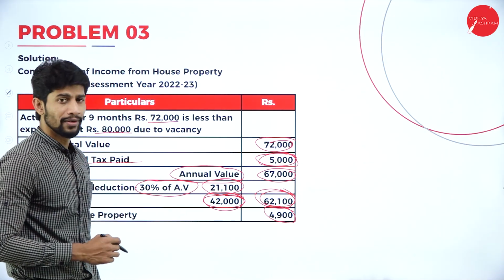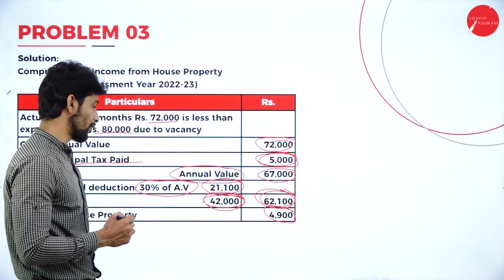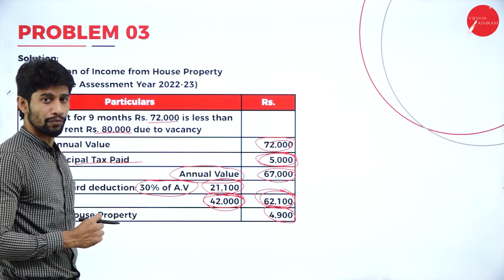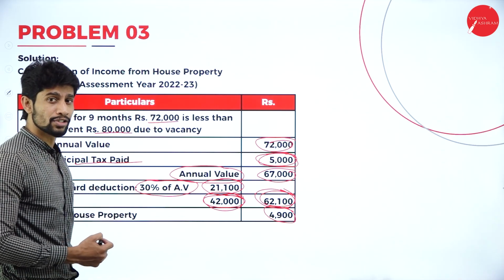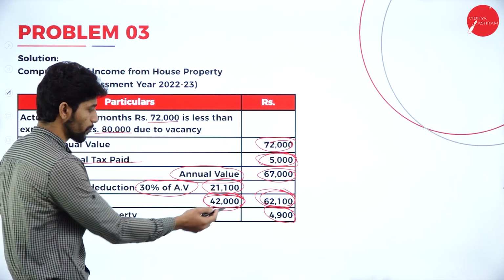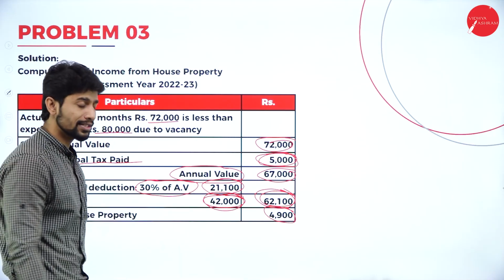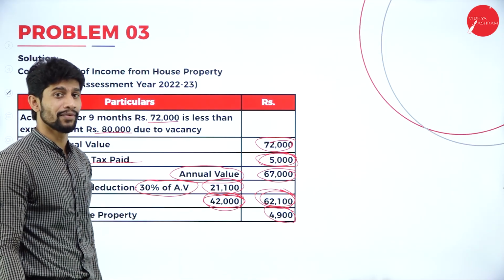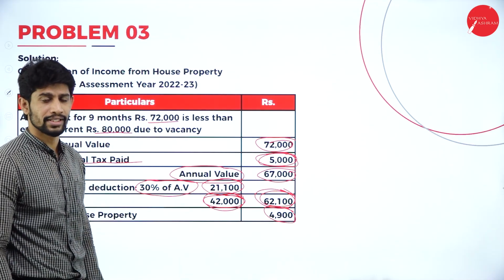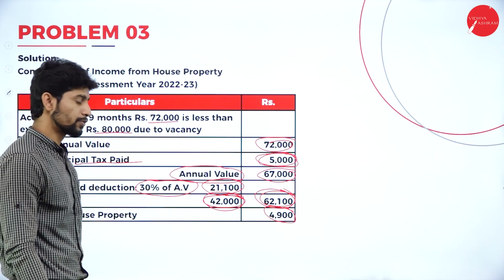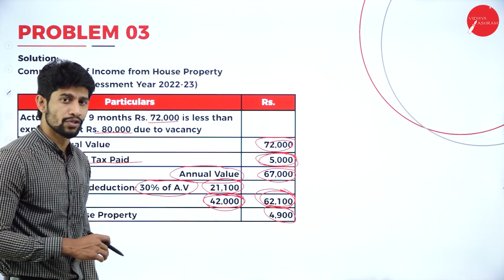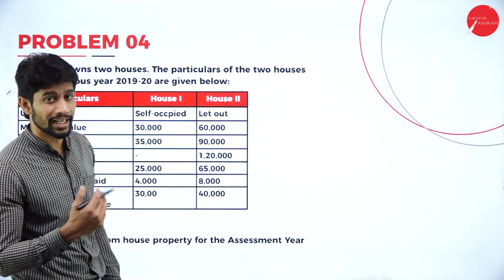From annual value less 30% of annual value, that is 21,100, and also less interest on loan. Interest on loan of rupees 42,000. Totally less 62,100 from 67,000. You'll get balance of 4,900. That 4,900 is going to be your income from house property. So this is how you are supposed to solve the problem. So moving on to the next problem.